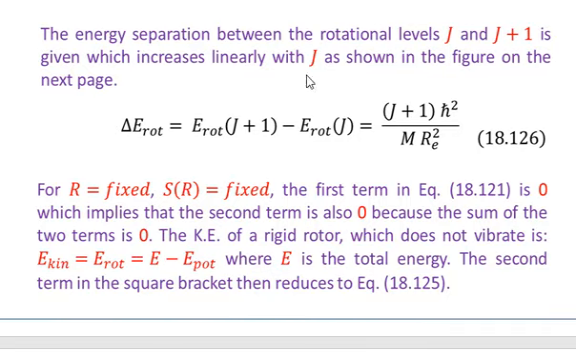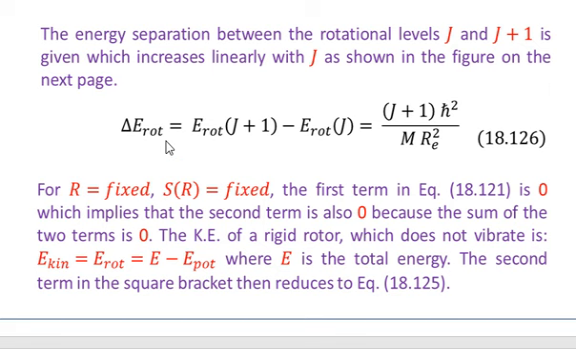Here you know that J and J plus 1 are two consecutive rotational levels. So J may be referred to as the rotational quantum number, and two consecutive rotational states or levels will be represented by J and J plus 1. The energy separation between the rotational levels J and J plus 1 is given, which increases linearly with J as shown on the diagram on the next page.